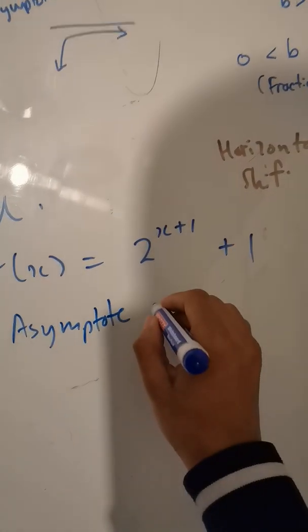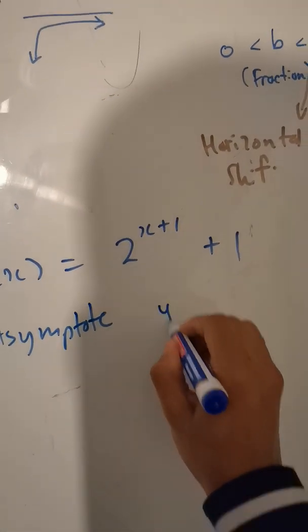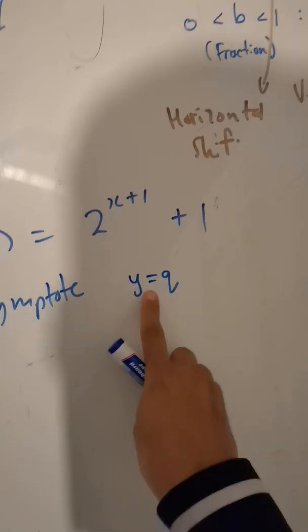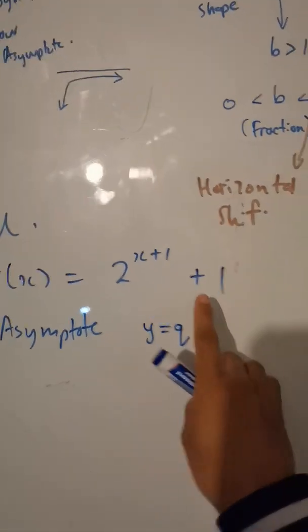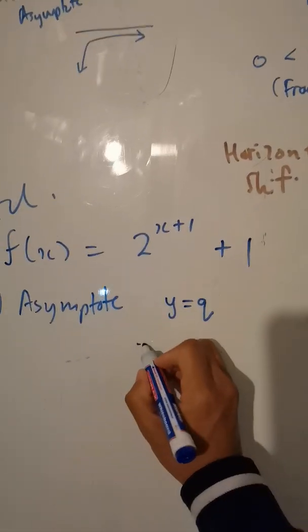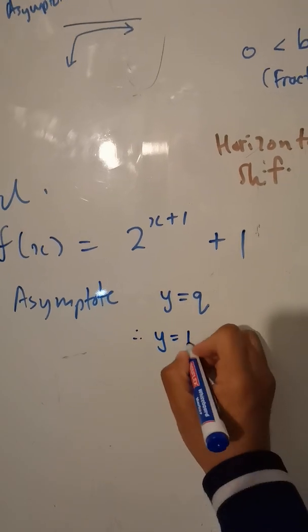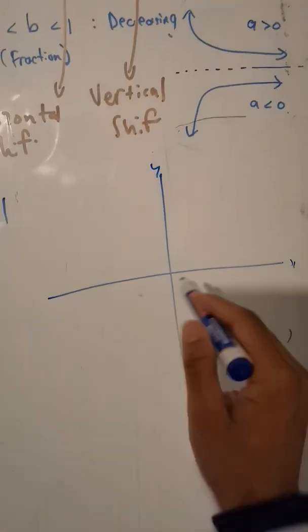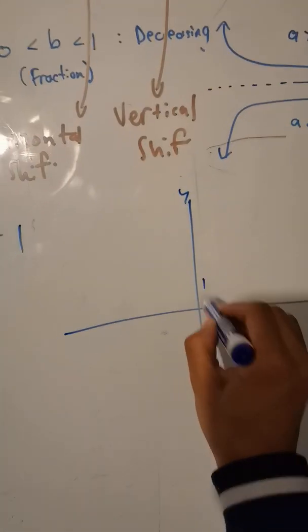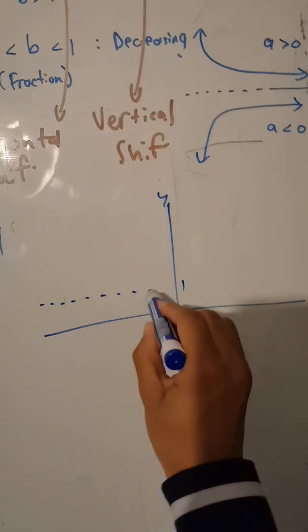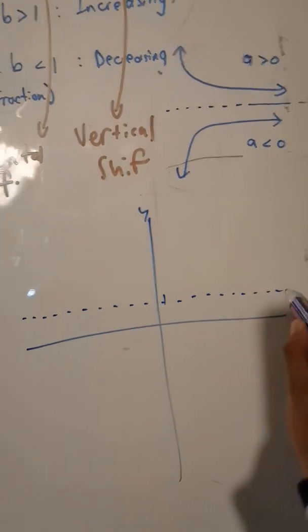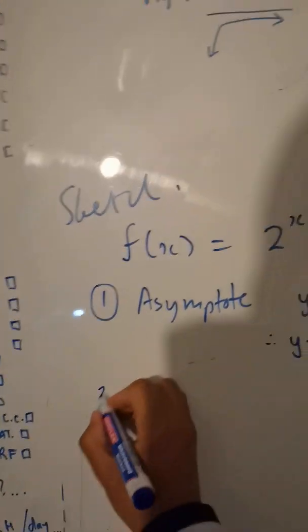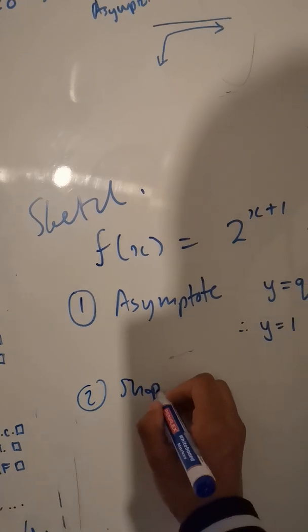The asymptote is always going to be y = q. The q value here is 1. So therefore the asymptote of this graph is y = 1. If you draw the x and y Cartesian plane, 1 is about here, so then you just draw your asymptote like that. So that's the asymptote.